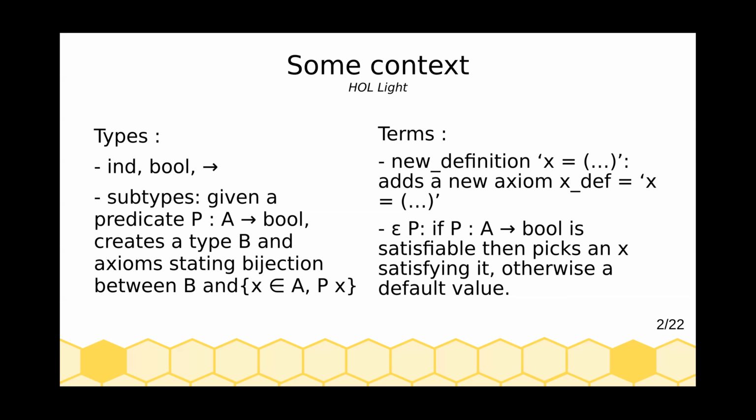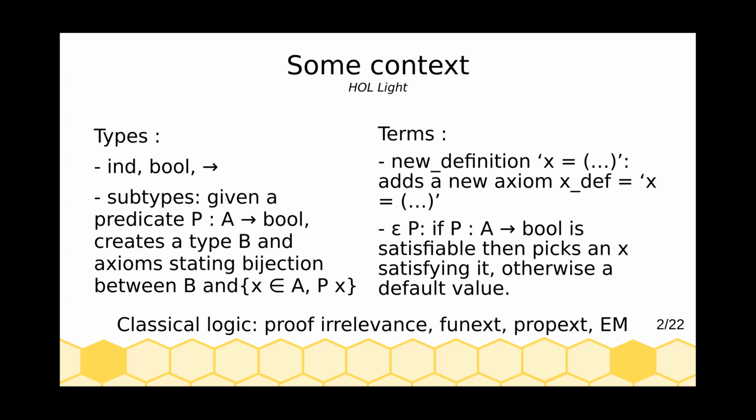And so also one interesting function for terms that is relevant to this work is the epsilon choice operator that, given a predicate P on a type A, has value in A, and there is an axiom stating that if P is satisfiable, then epsilon of P is satisfying P. So it's a choice of an element satisfying P. So that's some form of choice axiom.